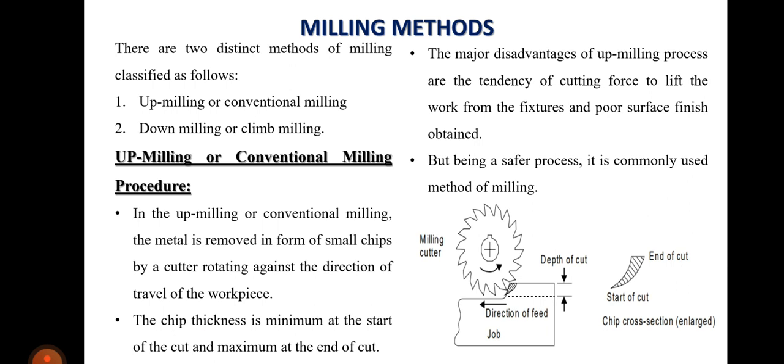The chip thickness is minimum at the start of the cut and maximum at the end of the cut. The major disadvantages of the up milling process are the tendency of the cutting force to lift the workpiece from the fixture and the poor surface finish obtained. Being a safer process, it is the commonly used method of milling.